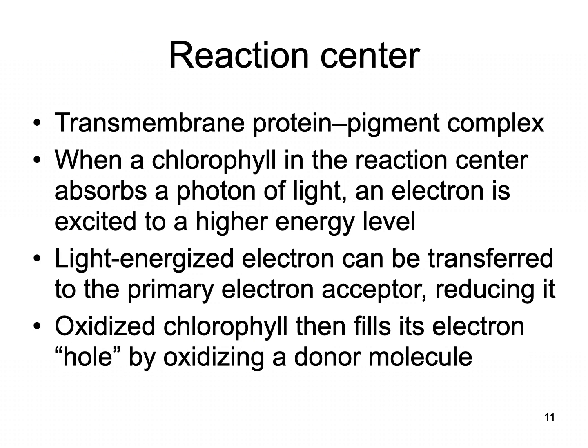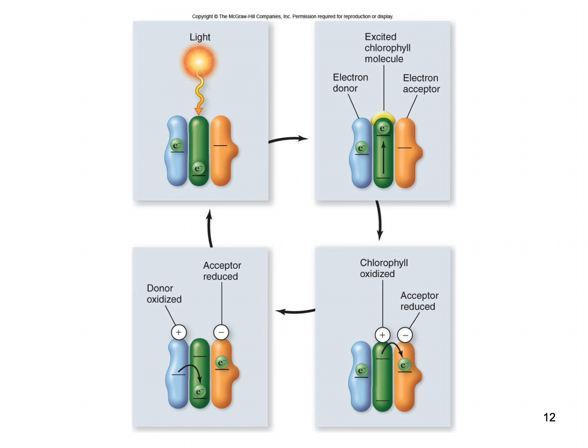Once chlorophyll is oxidized, it can pull in electrons from a donor molecule, which in this case will be water. So here's a little picture. Light hits the chlorophyll, the energy from the light boosts the electrons to a higher state. The electrons are moved to an electron acceptor, and the donor is oxidized, the donor in this case being water.